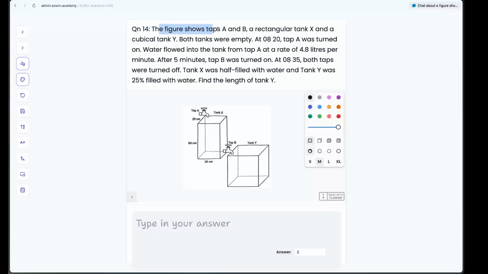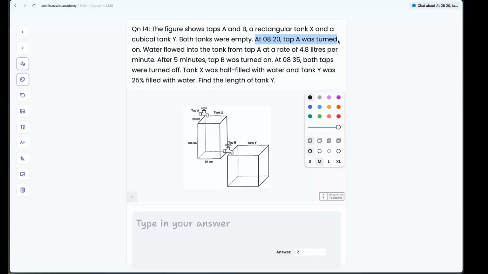Question 14. The figure shows tap A and B, a rectangular tank X, and cubical tank Y. Very important hint: both tanks were empty. At 8:20, tap A was turned on. Water flowed into the tank from tap A at a rate of 4.8 liters per minute. After 5 minutes, tap B was turned on. At 8:35, both taps were turned off. Tank X was filled with water, and tank Y was 25% filled with water. Find the length of tank Y.